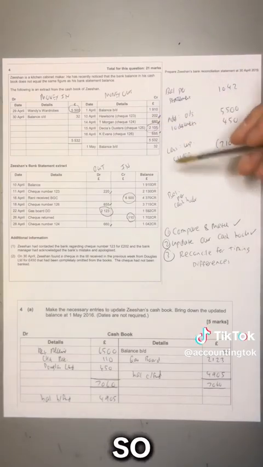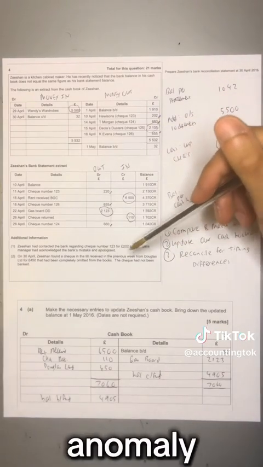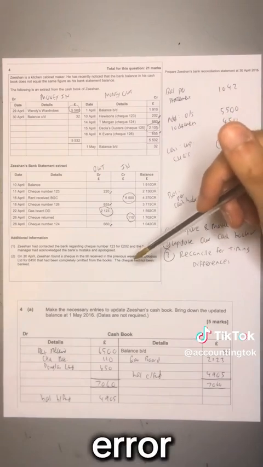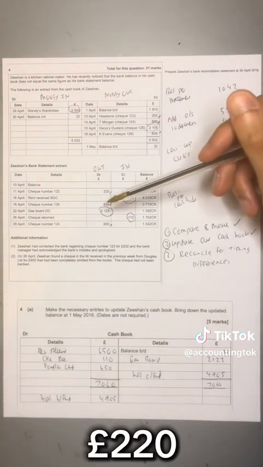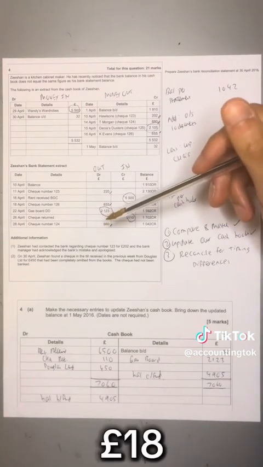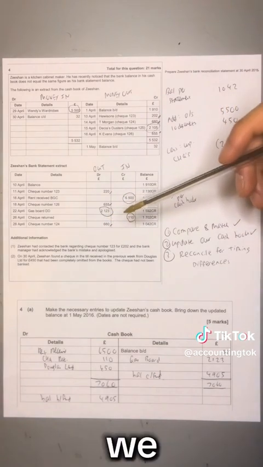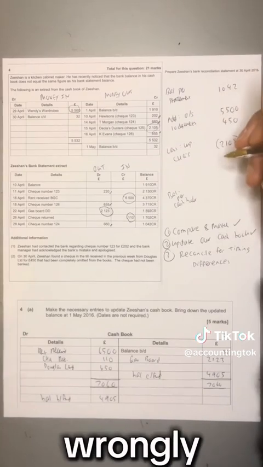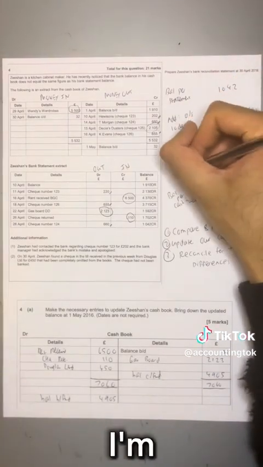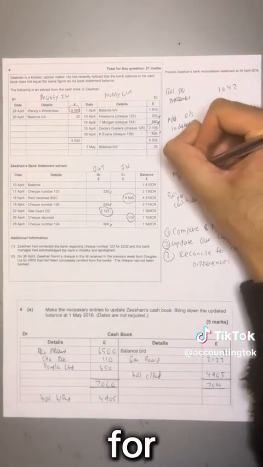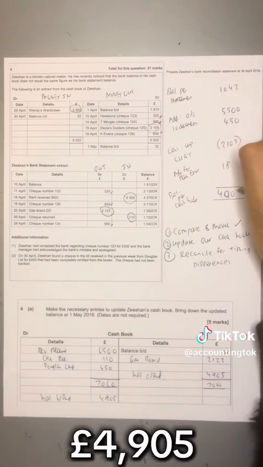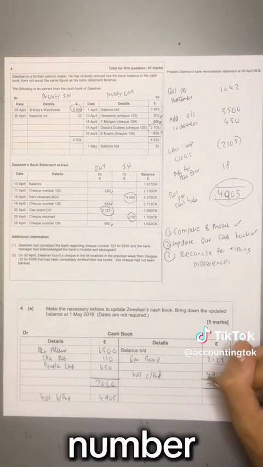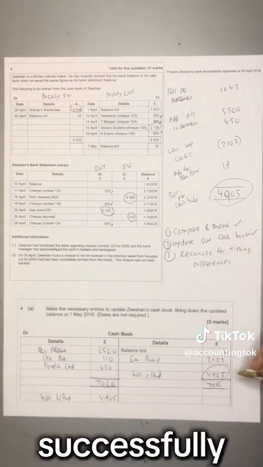his cash book. So normally that would be it, but then we have this anomaly, which is when the bank made an error. So Zishan paid the check for £202, but the bank recorded it as £220. So they overcharged him by £18. But since the bank made the mistake, we add the extra £18 back they wrongly deducted. I'm going to put £18 there, and I'm just going to put adjustment for bank error. When we total all of this up, £4,905. And as you can see, this is the same number as in Zishan's cash book, so we have successfully reconciled it.